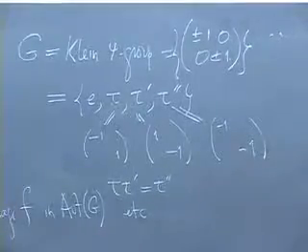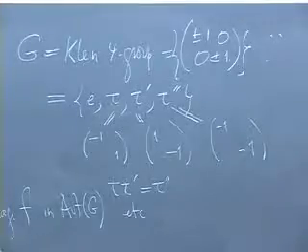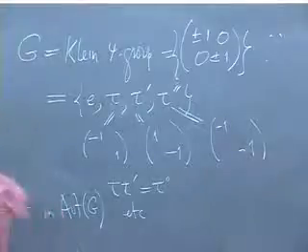Well, is this group abelian? It is. It's an abelian group, right? The products don't make any difference what order you take them. They're diagonal matrices. So this is abelian of order 4.